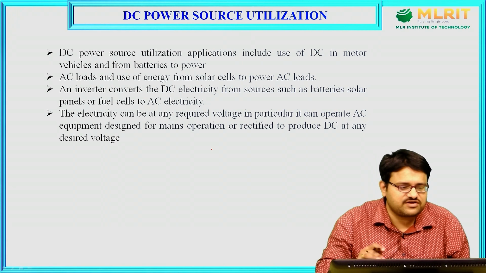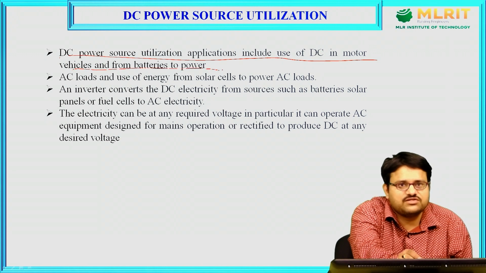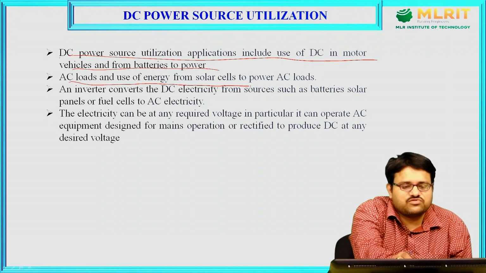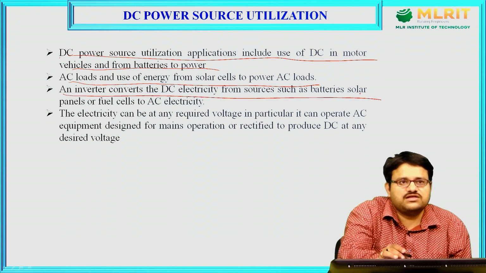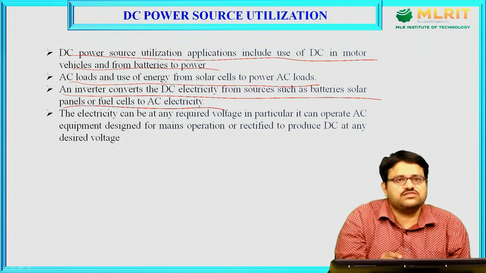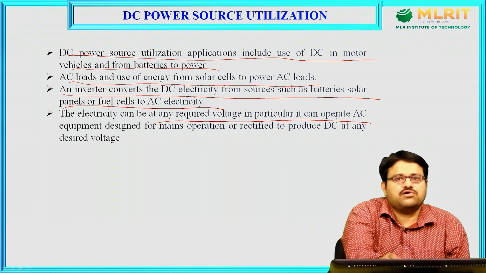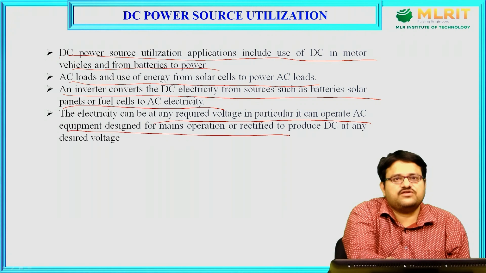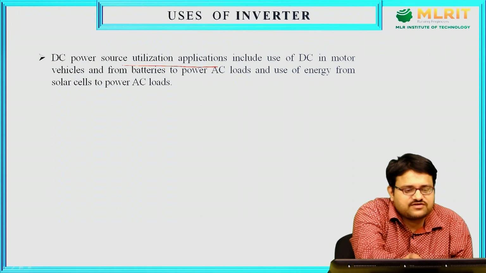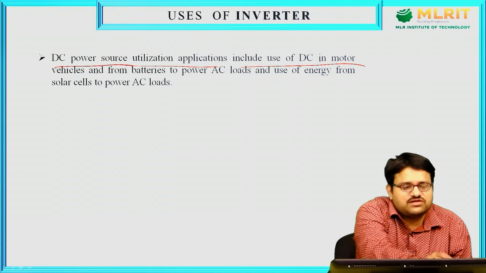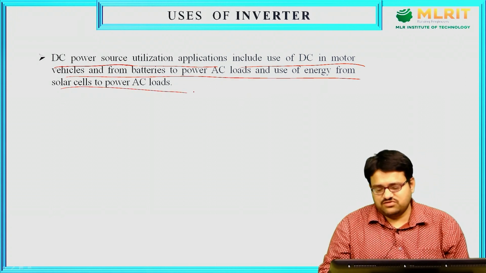DC power source utilization. Applications include use of DC in motor vehicles and from batteries to power AC loads, and use of energy from solar cells to power AC loads. An inverter converts the DC electricity from sources such as batteries, solar panels or fuel cells to AC electricity. The electricity can be at any required voltage, particularly it can operate AC equipment designed for mains operation, or rectified to DC at any desired voltage.